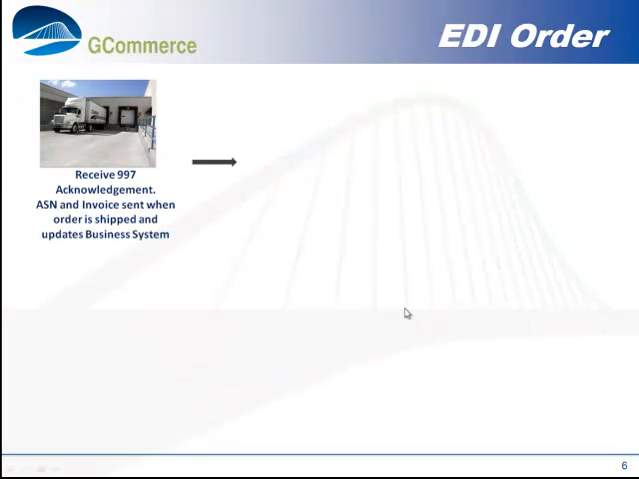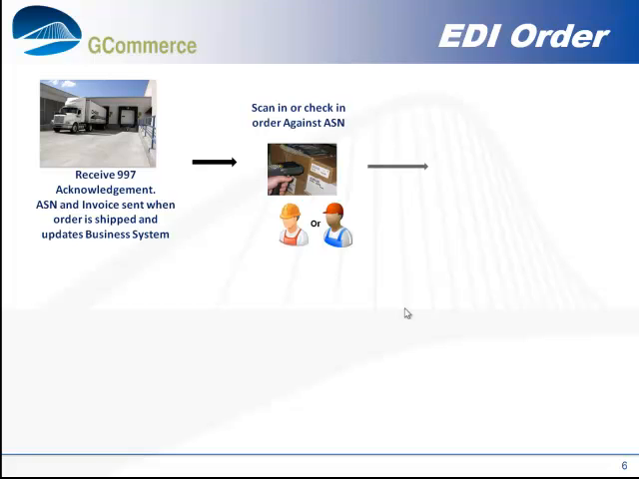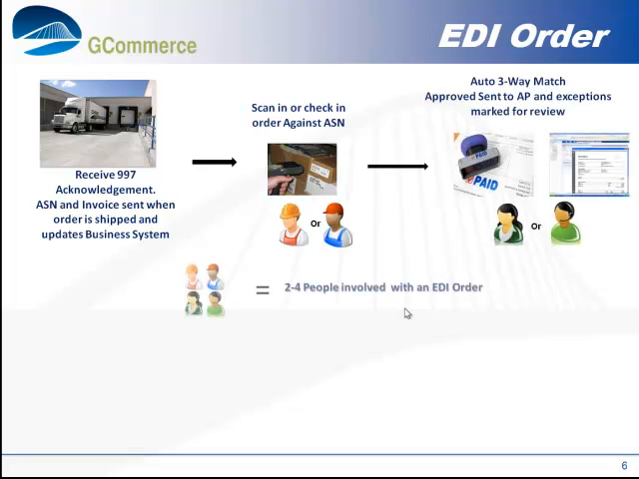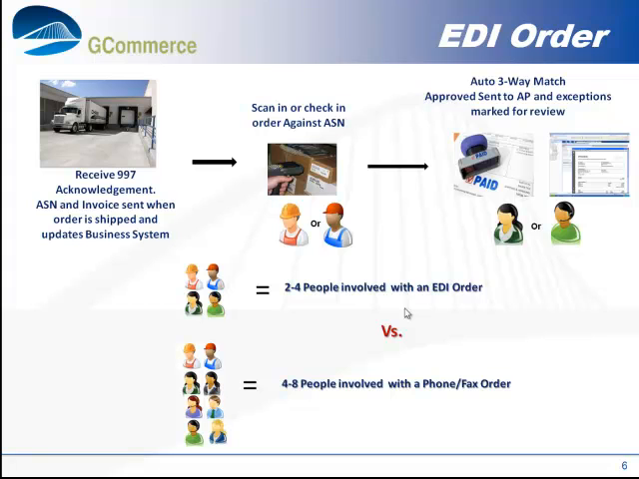With EDI, you get an acknowledgement of that order when it's received by the supplier system. You get the ASN and the invoice when the order is shipped, so that updates your business system. When the order is received, you can scan it in or check it in against the ASN. It eliminates the need to manually update the system inventory, and it eliminates the need for the manual three-way match, because your system has those documents, can do that match for you. Those that are approved are automatically sent to accounts payable, no human intervention, and the exceptions are marked for review. So you're looking at 2 to 4 people involved with an EDI type order versus 4 to 8 people if you're doing it the old manual phone fax method.